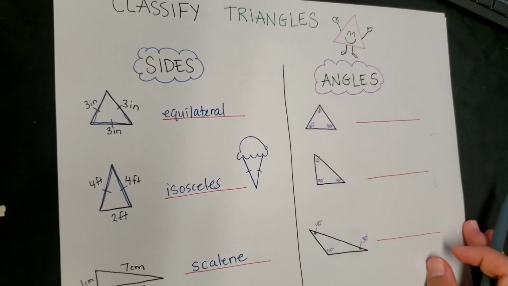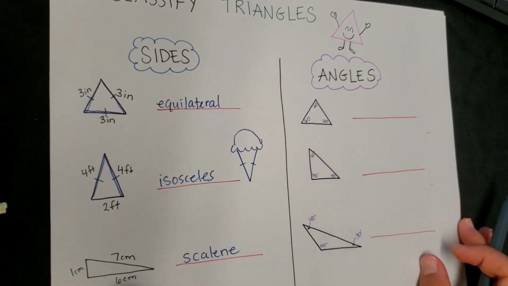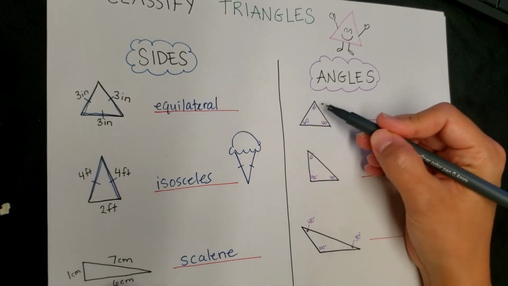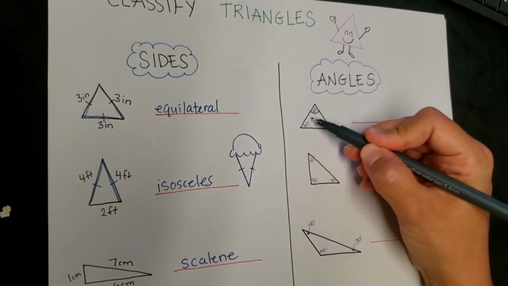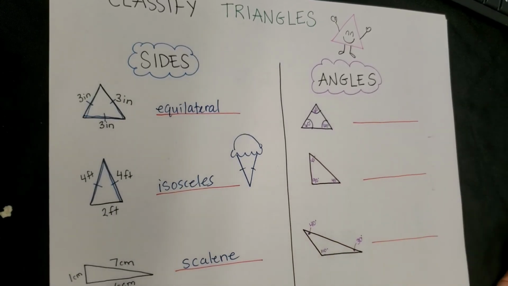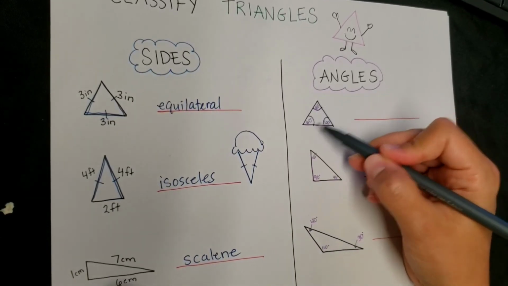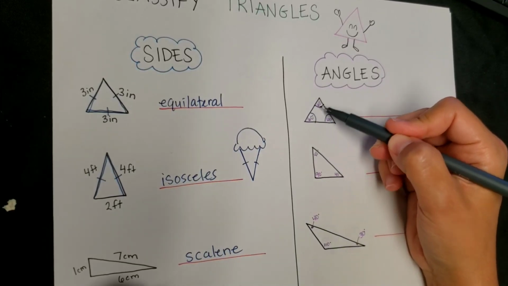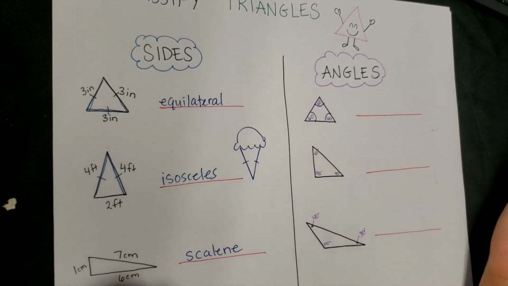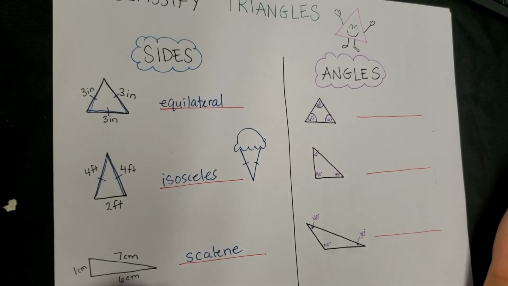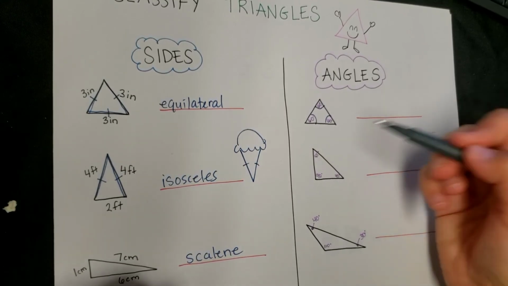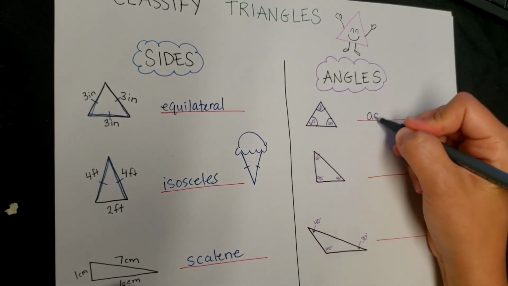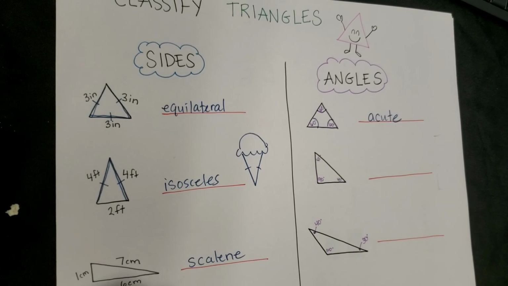So that's classifying triangles based on sides. If we look at classifying them based on their angles, this first triangle here, again, I'm not looking at sides this time. I'm only looking at the measurement of the angles. Each angle measures 60 degrees. I know that if it measures 60 degrees, those angles are all acute, because to be acute, it has to measure less than 90 degrees, and these are each 60. Because I have 3 acute angles, this is called an acute triangle.